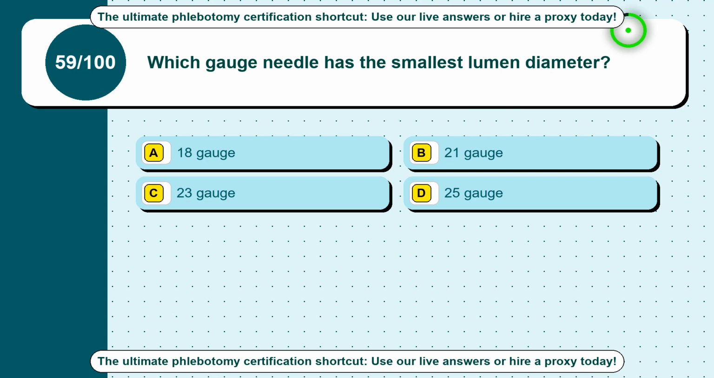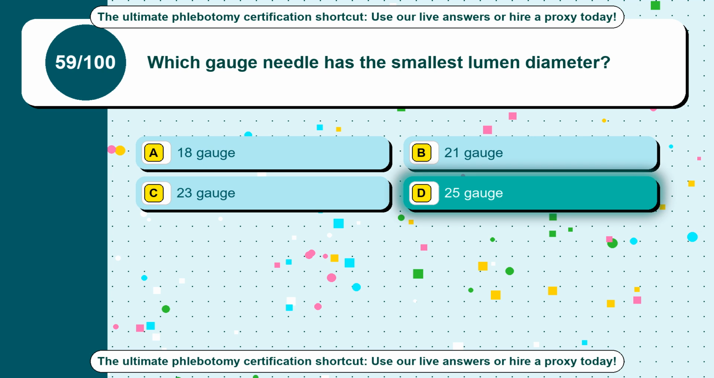Question 59. Which gauge needle has the smallest lumen diameter? Option A, 18 gauge. Option B, 21 gauge. Option C, 23 gauge. Option D, 25 gauge. The correct answer is option D.